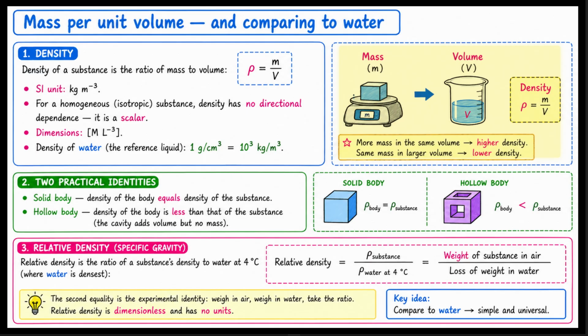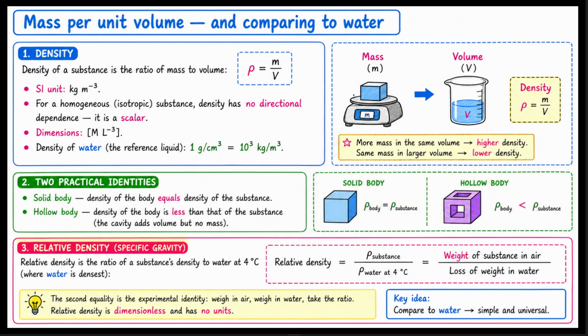Two practical identities are worth memorizing. For a solid body, the density of the body equals the density of the substance itself. For a hollow body, the density of the body is strictly less than the density of the substance, because the cavity adds volume without adding mass.